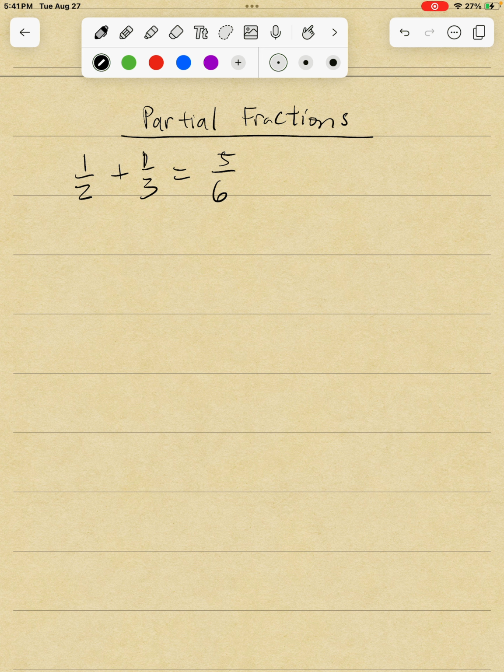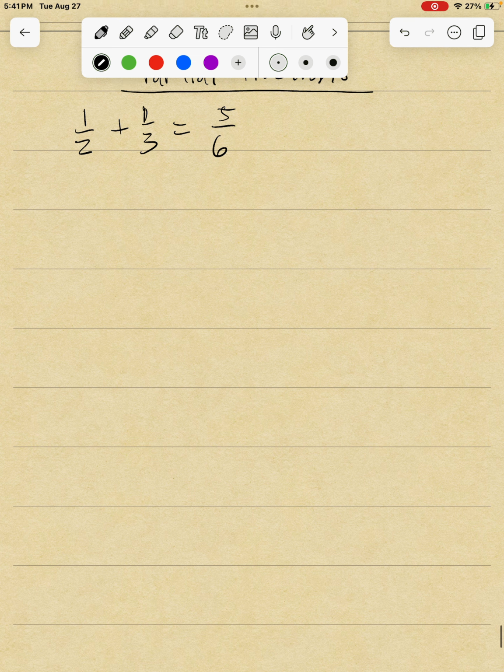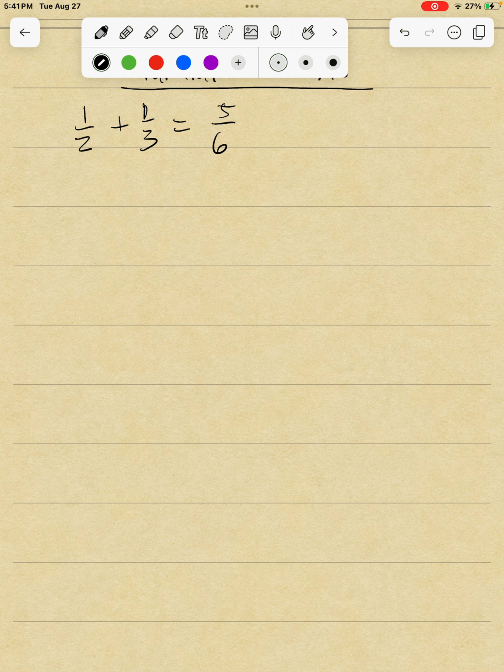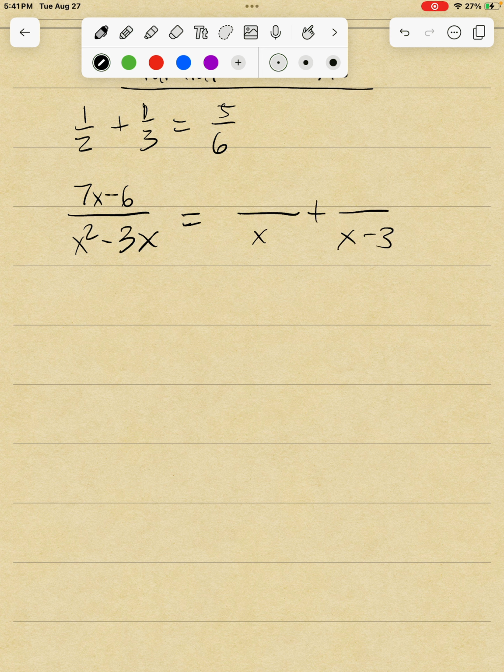Partial fractions is sort of like, how do you go from 5/6 to 1/2 plus 1/3? And so we're going to have to work with something like 7x minus 6 over x squared minus 3x. Well, x squared minus 3x has two factors, x and x minus 3. What can you put as the numerators that will make you get 7x minus 6 in the numerator when you multiply it all out? So that's what this is about.